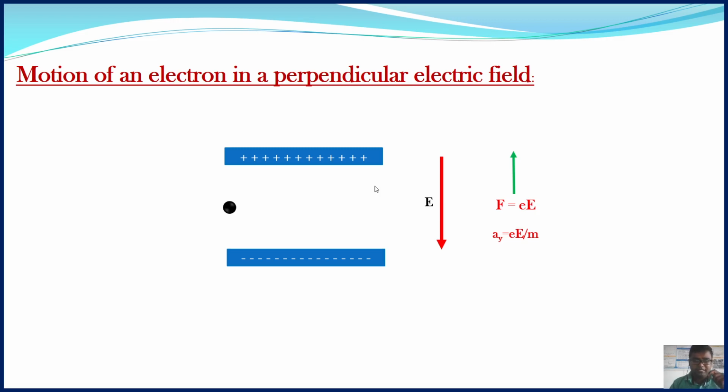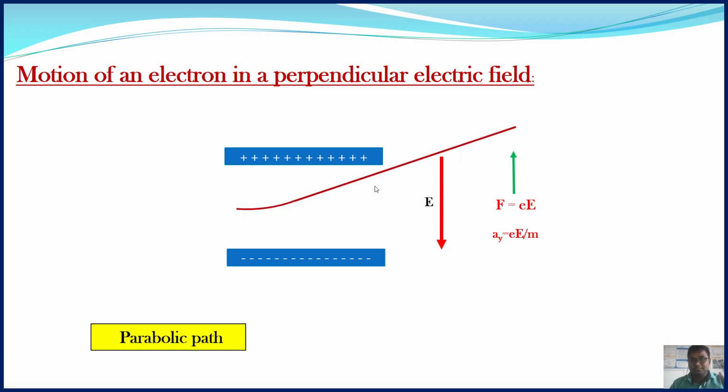So due to this electric force, the electron changes its path and follows a parabolic path, something like this. So when an electron enters a perpendicular electric field, the path of the electron will be a parabolic one.